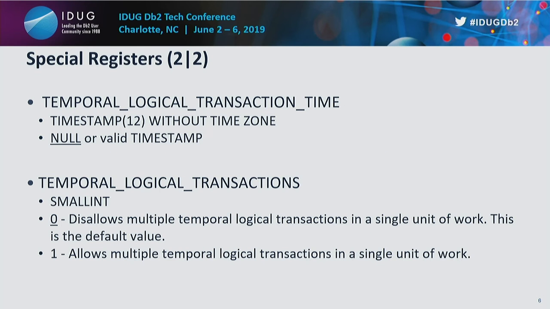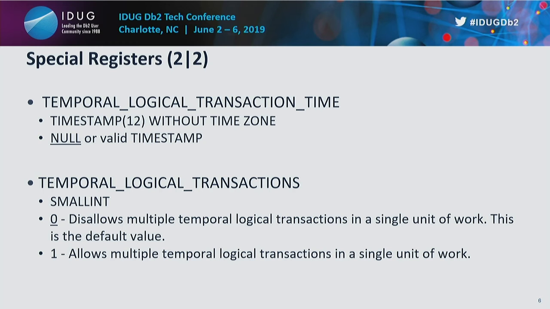There are two additional special registers or built-in global variables. You have temporal logical transaction time, which is a timestamp 12 without time zone. It's either a null or a valid timestamp. If it is set to null, DB2 uses the current timestamp to set the starting timestamp for your temporal transaction. If you override this value, then it's going to use that timestamp as the period start time whenever you insert a row.